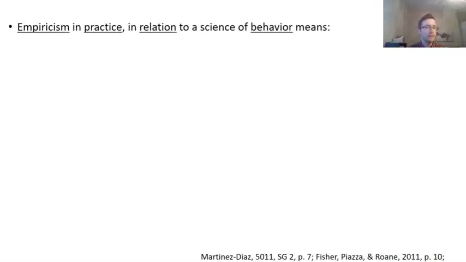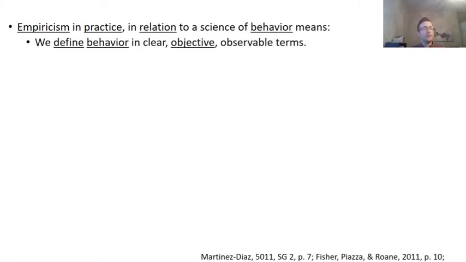Now, empiricism in practice in relation to a science of behavior means that we define behavior in clear, objective, observable terms. So, for example, in the functional analysis that I described earlier, I define challenging behavior in very objective, observable terms, such as whining or yelling consisting of non-words without tears, or crying, including angry statements such as "I kill you." Disruption consisting of kicking feet rapidly, tensing of the torso as indicated by bending forward, tensing of the hands into a cramped or fist-like position.